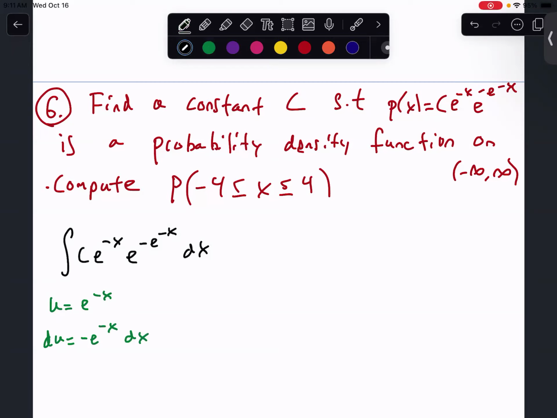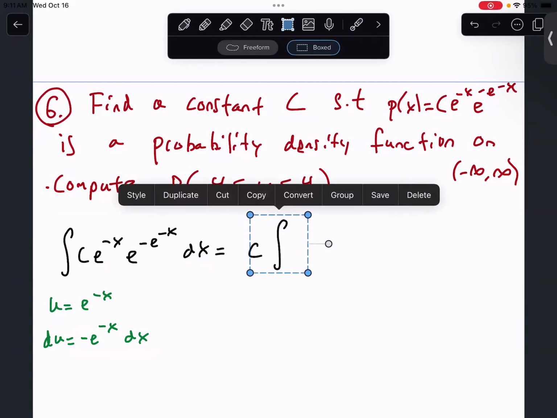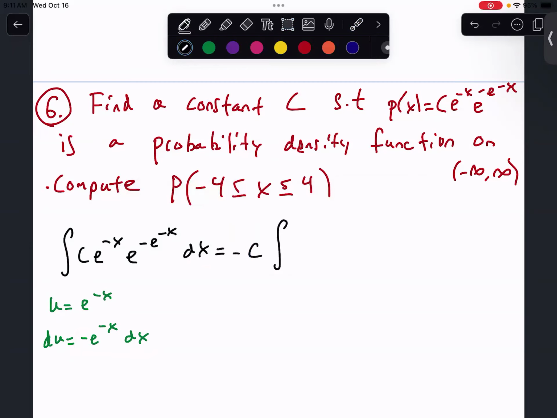And so you have the following. I'm going to pull the c outside of the integral. So this is going to be equal to c times the integral. So we have e to the minus x times dx. That's kind of like our du, except we just have a minus sign in front. So I'm going to bring out the minus sign in front of the integral. So this is really the same thing as having minus c. Then we're going to have a du.